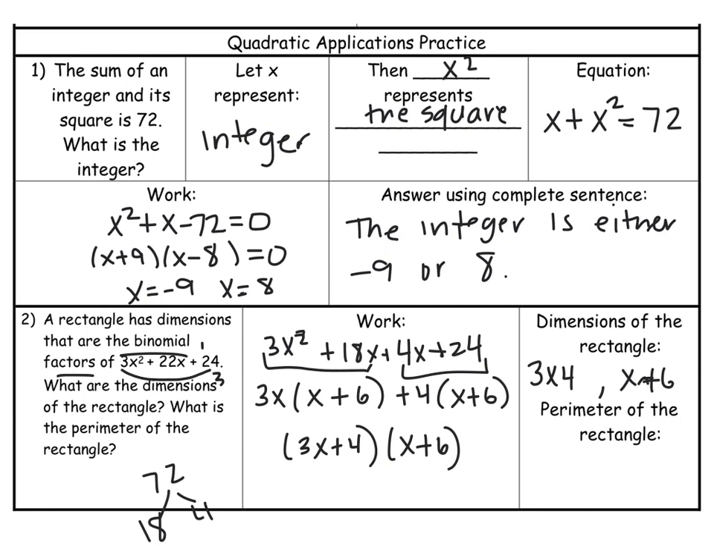And then to find the perimeter, I would have to add up my sides. So I'd have 3x on 2 sides and then an x on the other 2 sides. So that would give me 8x. And then 4 and 4 and 6 and 6 would give me plus 20. So it would be 8x plus 20.